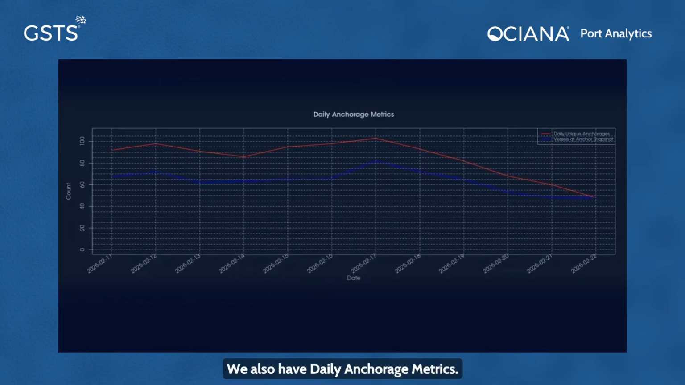We also have daily anchorage metrics. What we have is two trend lines, a red one showing the unique number of vessels waiting at anchor each day, and the blue trend line, which is the individual vessels waiting at anchor at midnight each day.